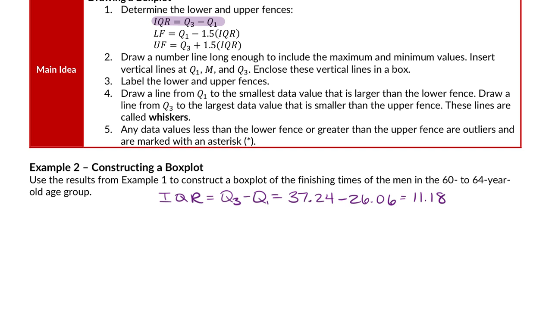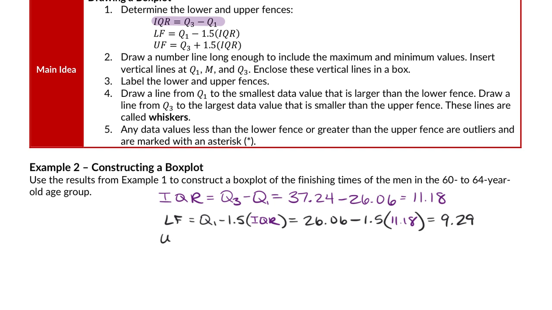If we go to find our lower fence, we're going to do quartile 1 minus 1.5 times that IQR we just found. So we're going to compute quartile 1, so 26.06 minus 1.5 times 11.18. I trust you to be able to type this in a calculator, so we're going to fast forward. This is 9.29.